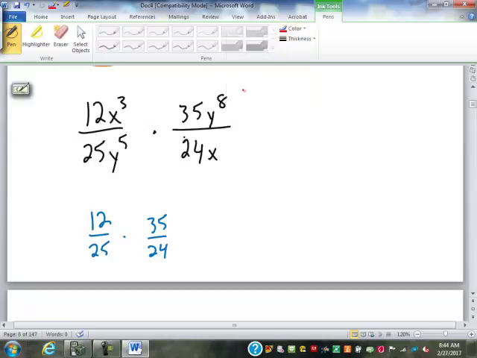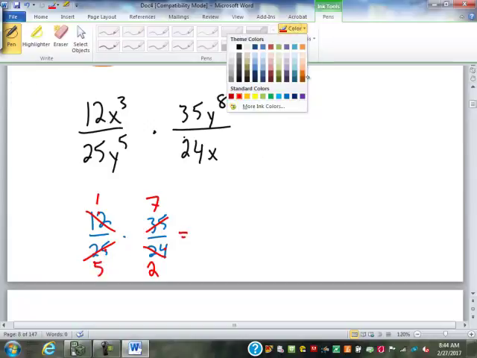What can we reduce there? 12 and 24 can both divide by 12. 12 divided by 12 is 1, and 24 divided by 12 is 2. Anything else that can be reduced? 25 and 35 can both divide by 5. Good. 35 divided by 5 is 7, and 25 divided by 5 is 5.